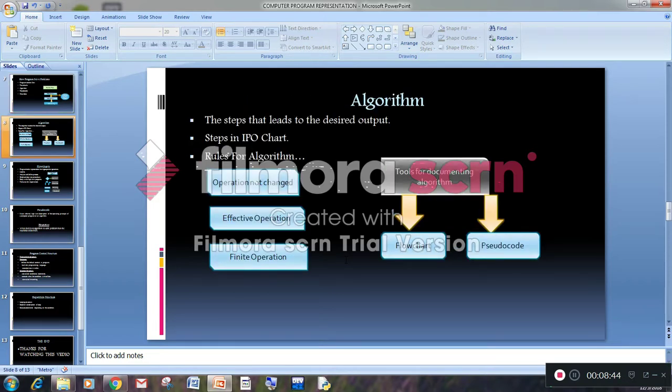So what's the algorithm? The steps that lead to the desired output are called an algorithm. Steps in the IPO chart are called an algorithm. Rules for an algorithm: operations not changed, effective operations and finite operations. The operations that are performed by the algorithm should not be changed, they should be effective and finite. The basic tools for documenting an algorithm are flowchart and pseudocode.